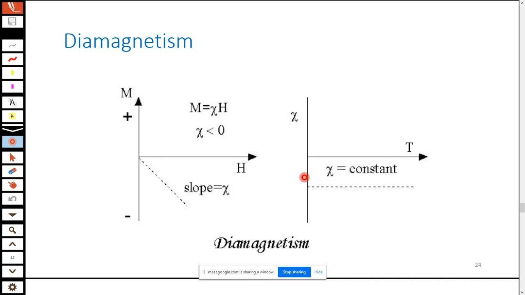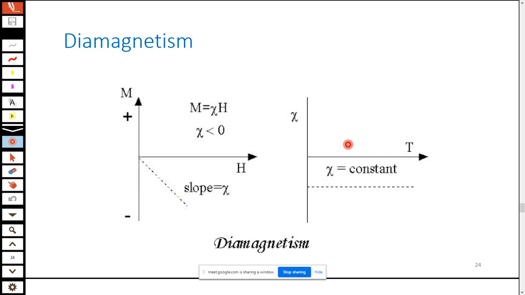So we are in the negative axis, and it is constant. So it is not actually affected by thermal energy or temperature. One thing to note: when you increase the magnetic field, the magnetization M is increasing. The higher the magnetic field, the higher the magnetization. Therefore, temperature does not really play any role in diamagnetic materials. Normally a diamagnetic material will have a constant susceptibility as you change the temperature.